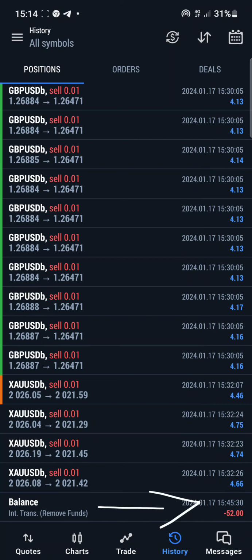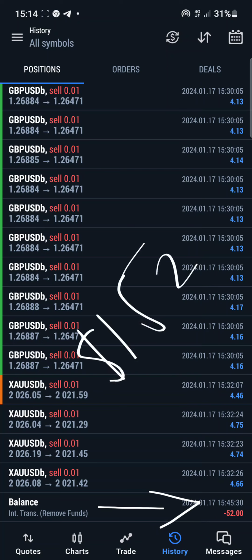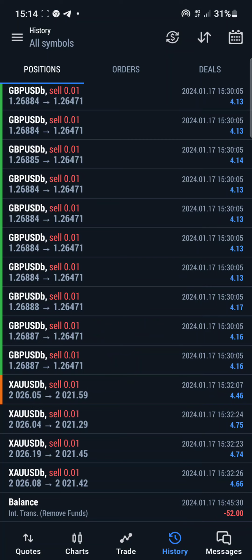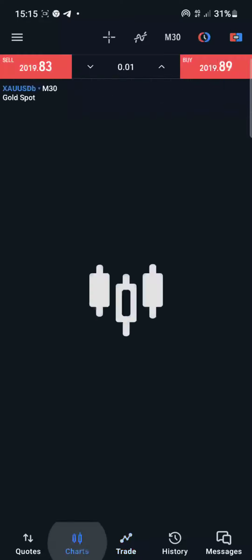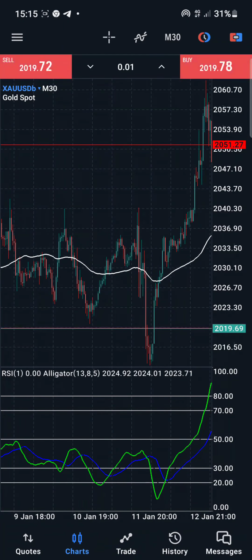Right from there I pulled out another $50, making $152 withdrawal. And if you check out my balance, I'm still having $100 in my balance. That's amazing, guys. That's amazing. So this is how you can milk the market, always using the trading tool. It works for all assets.